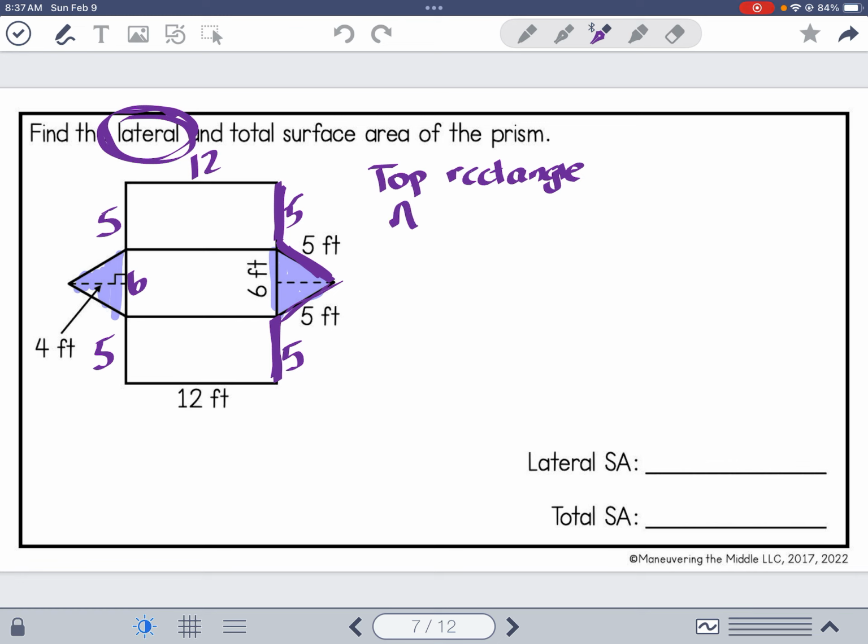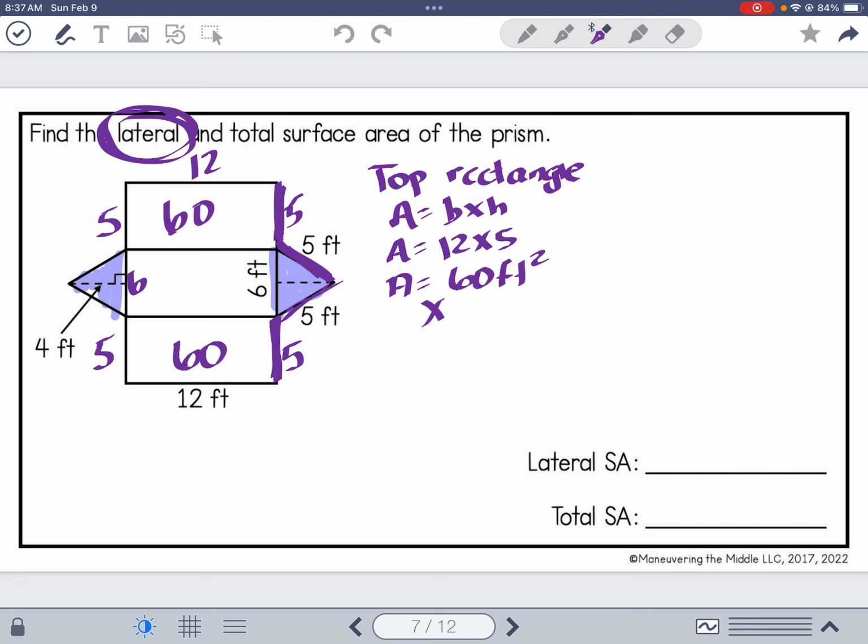The top rectangle is area equals base times height. Area equals 12 times 5. Area equals 60 feet squared. We know the top one and the bottom one are the same, so that would be times 2.